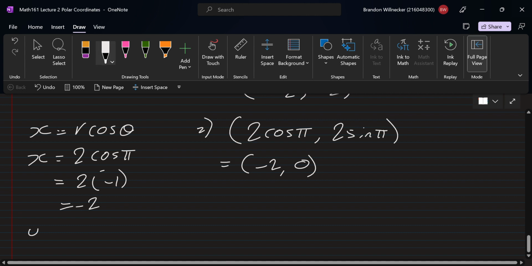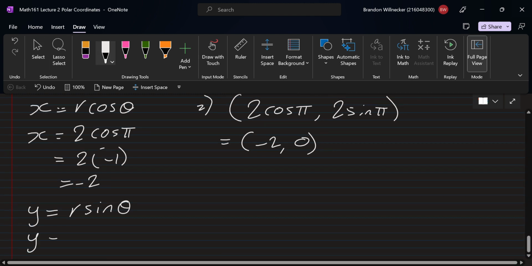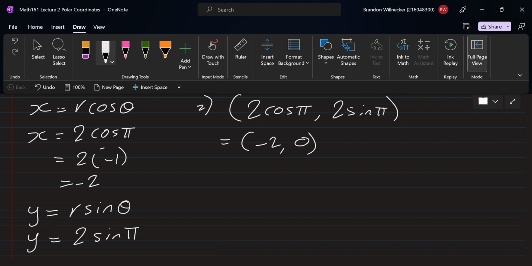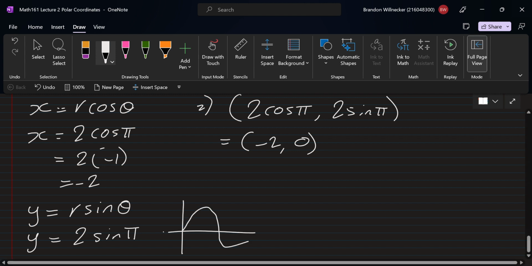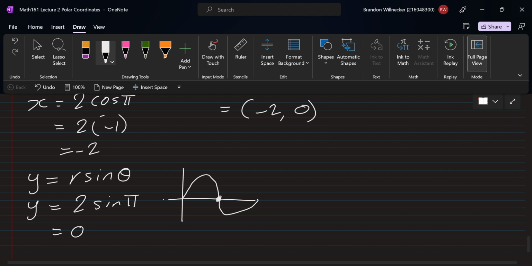For the y part, we have y is r sine theta. So y, again, r is 2. We've given that there. Sine pi. If you look at the sine graph, it goes up, passes through 0, and then goes back to 0. In the middle there at pi, it's 0. So it goes up, down, and then back up. So here, at pi, it's going to be 0, so y is 0. So we get -2 and 0. Okay. Any other questions on that?